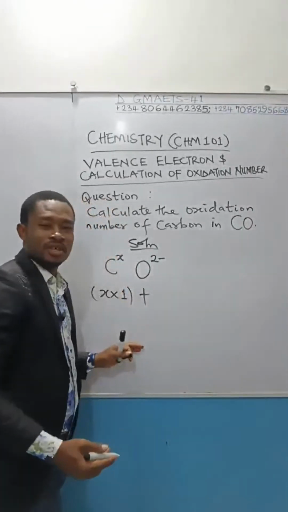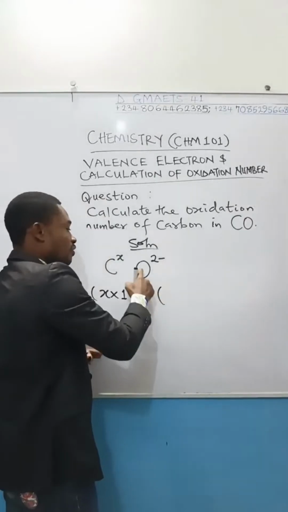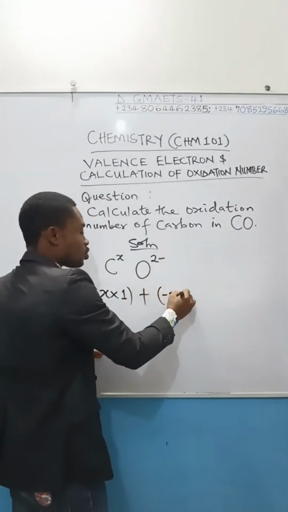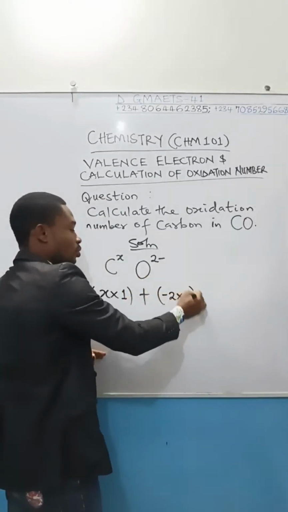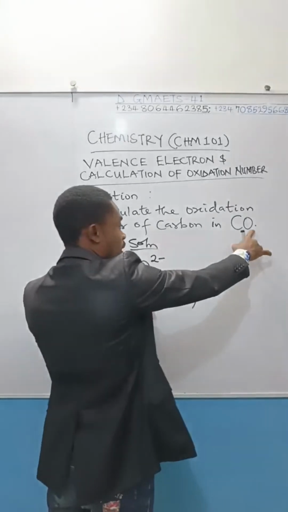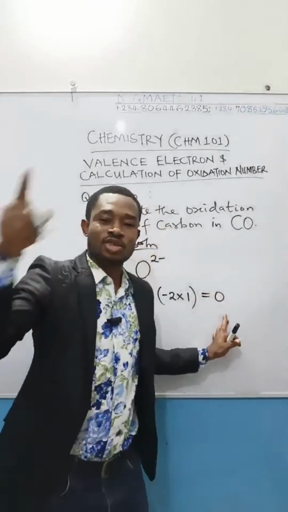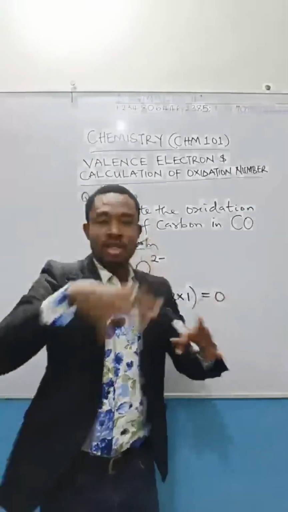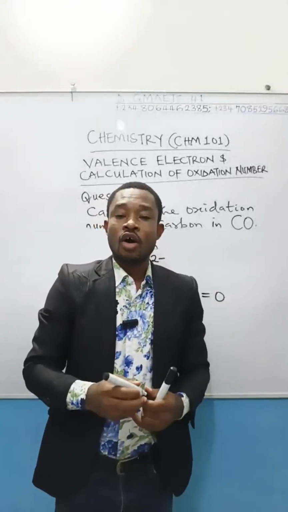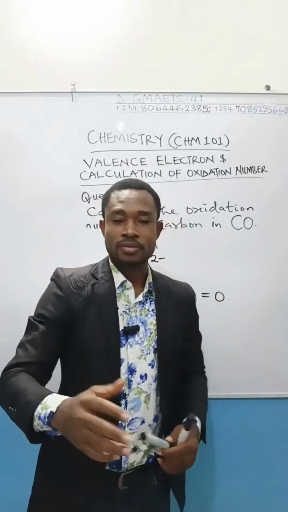I've explained all of this in our previous classes, right? Move on to oxygen. The valency is minus 2 multiplied by 1. Why again are you multiplying by 1? The atomicity of oxygen in the compound is 1. Equate it to 0 because the sum, the total oxidation number of a compound, like I said before solving question 1, is equal to 0.